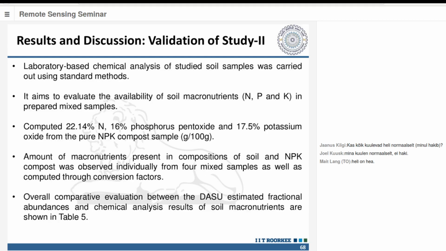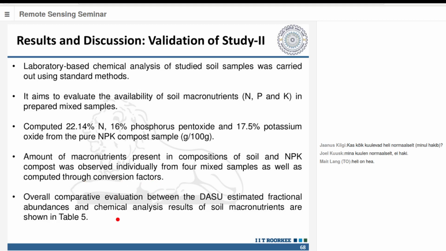For validation purposes, laboratory-based chemical analysis of the study soil samples was carried out using standard methods. It aims to evaluate the availability of soil micronutrients, nitrogen, phosphorus, and potassium in the prepared mixed samples. We computed 21.14% nitrogen instead of 19%, 16% phosphorus pentoxide instead of 19%, and 17.5% potassium oxide from the pure NPK compost sample, in grams per 100 grams. The amount of micronutrients present in the compositions of soil and NPK compost was observed individually from 4 mixed samples as well as computed through conversion factors.